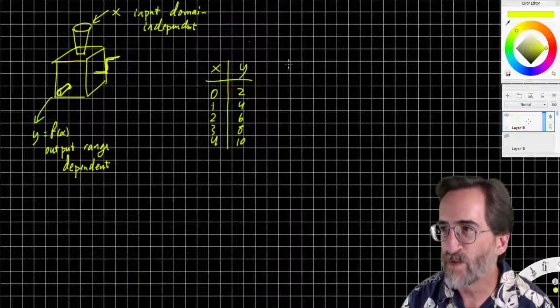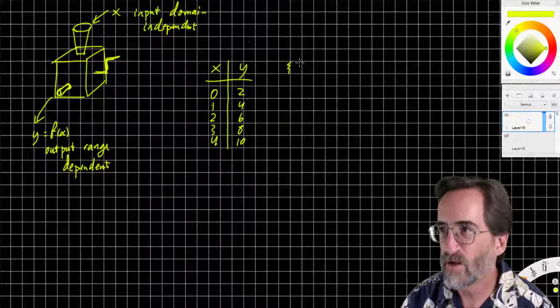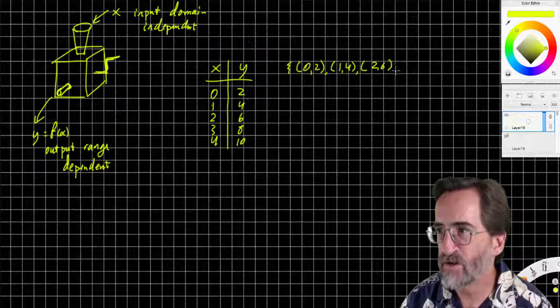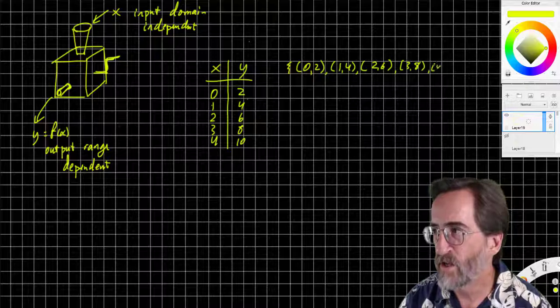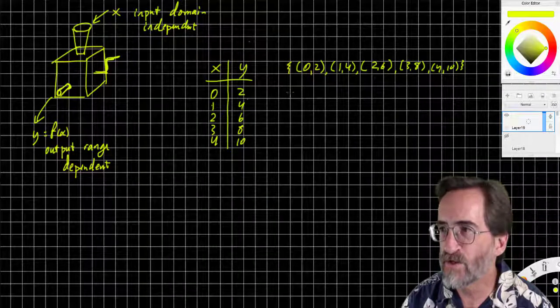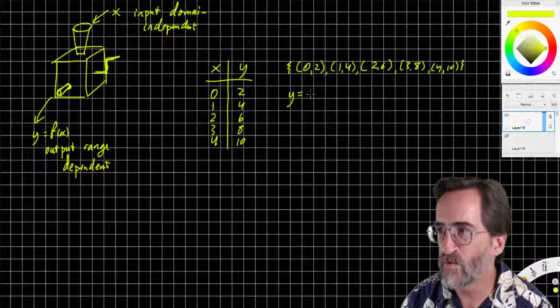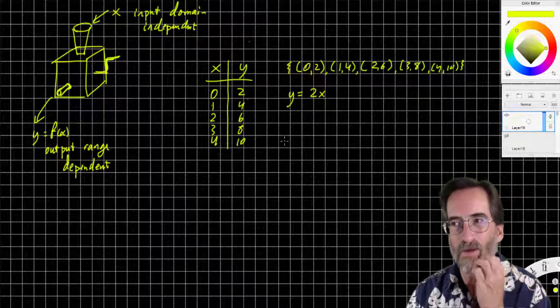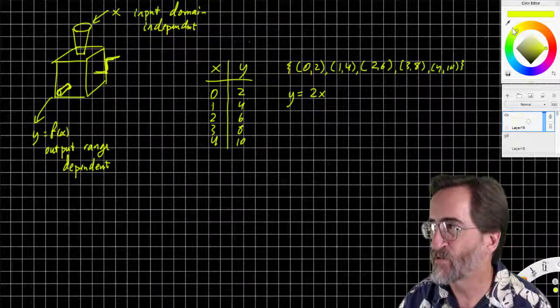We can represent it with ordered pairs: (0, 2), (1, 4), (2, 6), (3, 8), and (4, 10). We can also represent it this way. You have the formula y equals 2x, and you can verify each of these points, right?